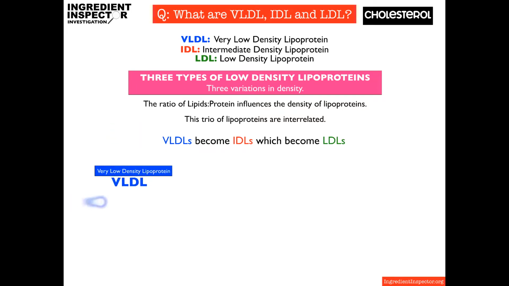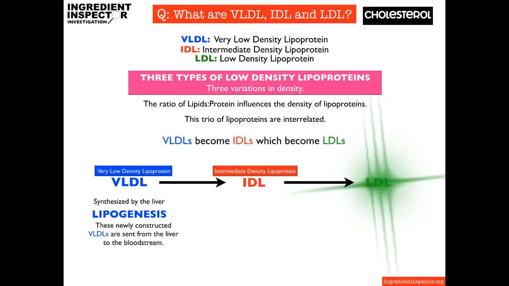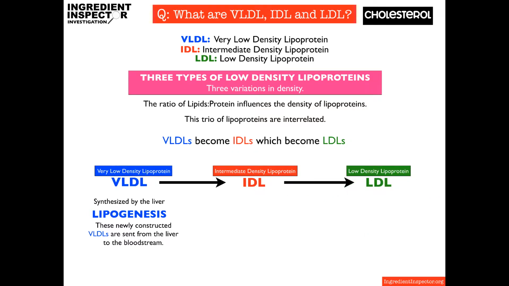So very low density lipoproteins are synthesized by the liver in a process called lipogenesis, or the beginning of fat formation. These newly constructed VLDLs are sent from the liver to the bloodstream. In the bloodstream, as they do their job moving about, they slowly become intermediate density lipoproteins, and ultimately they become low density lipoproteins. So LDLs are technically formed in the circulation from VLDLs.